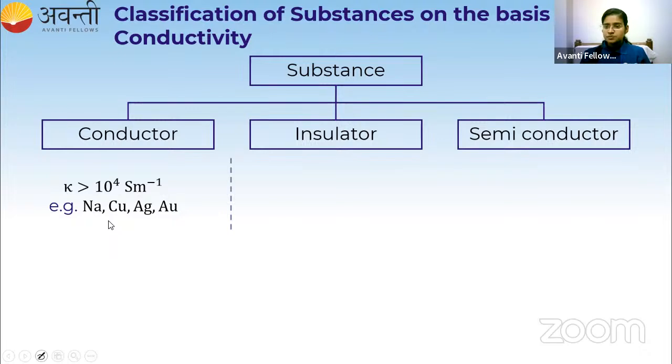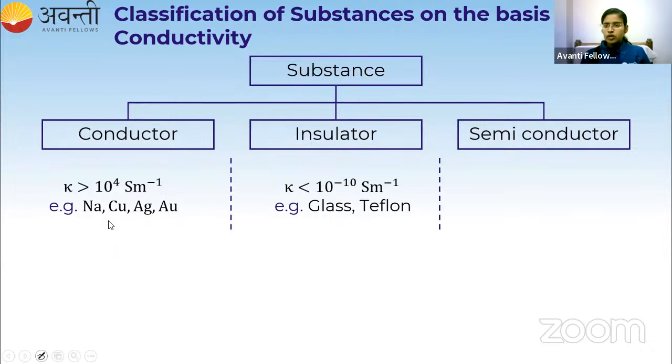Next, coming to insulators, if the conductivity value is less than 10 to the power minus 10 Siemens per meter, they are classified into this particular category, which is insulator. Insulator means they don't conduct electricity, right? For example, we can take glass, we can take Teflon. Teflon is the coating in non-stick cookware, no? So that is a Teflon coating. These are some of the substances of insulators.